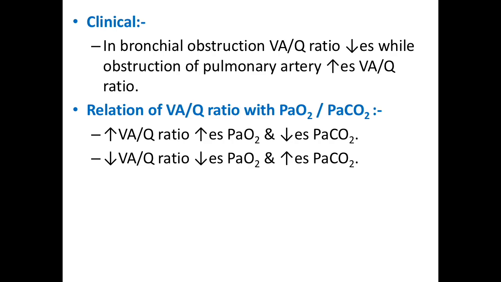Now if you talk about the relation of this ventilation perfusion ratio with partial pressure of oxygen and partial pressure of carbon dioxide, then whenever there is increased ventilation perfusion ratio, it means air is more. So over here partial pressure of oxygen is more and partial pressure of carbon dioxide is less. Now whenever this ventilation perfusion ratio decreases, it means more amount of blood is present as compared to air, so that decreases partial pressure of oxygen, and there is an increase in partial pressure of carbon dioxide.